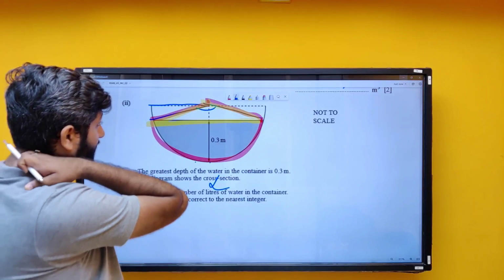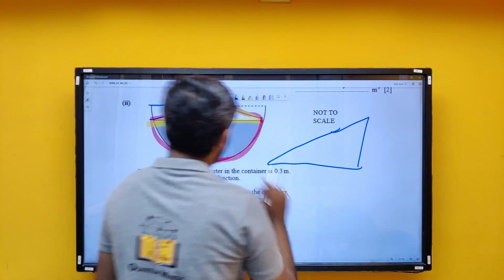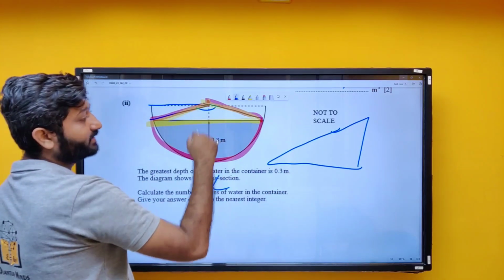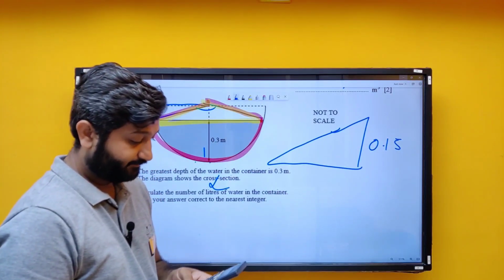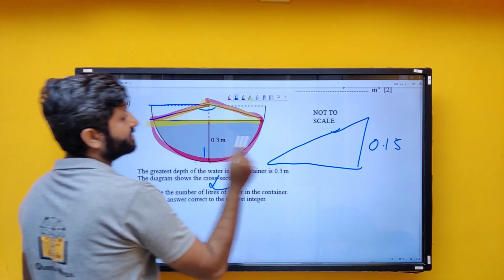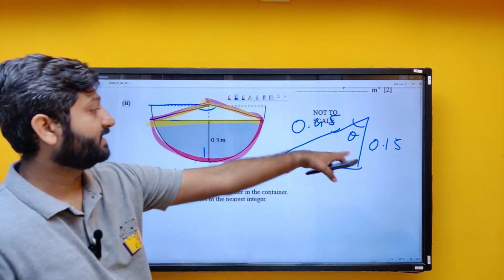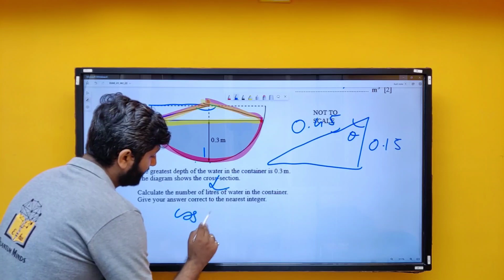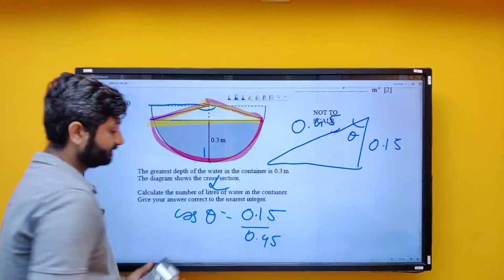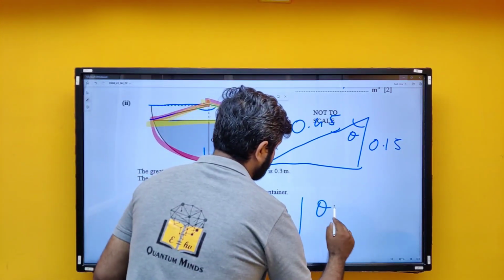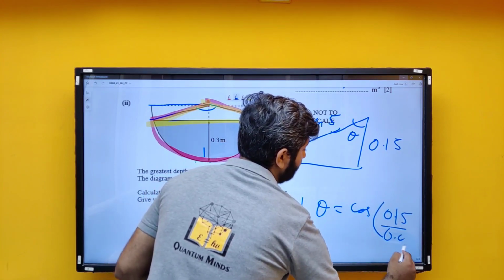How to find the angle? Let me use this triangle. See guys, this is 0.45, the depth is 0.3. So this is going to be 0.15, that is 0.45 minus 0.3. This is the radius, so this is also 0.45. Can I find this angle theta? Yes, I can. I have adjacent, I have hypotenuse. So cos theta is equal to 0.15 upon 0.45. So my theta is cos inverse 0.15 upon 0.45.